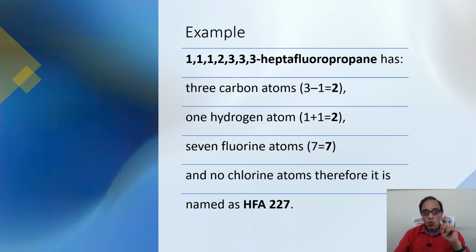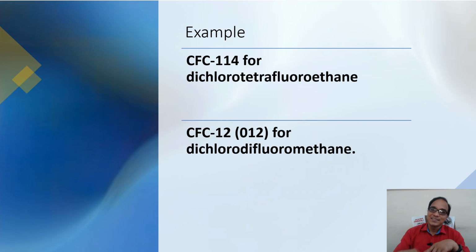Now it is having 1 hydrogen atom. So second digit will be 1 plus 1, 2. It has got heptafluoro. It means 7 fluorine atoms. So third digit will be 7. And what is the next thing? And there are no chlorine atoms. Therefore, it is named as HFA227. It is HFA227. In the same way, you can see the number, the CFC114.